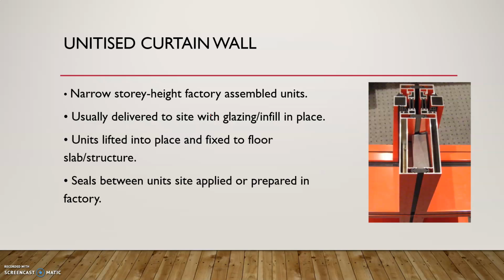Moving on to unitized curtain wall. So you can see this is a unitized mullion. Normally with the unitized mullion you have two parts. So that's one part and that's another part. As I explained, unitized mullions are normally bigger than the stick curtain walling system. They are narrow, story height, factory assembled units, usually delivered to site with glazing or infill in place.